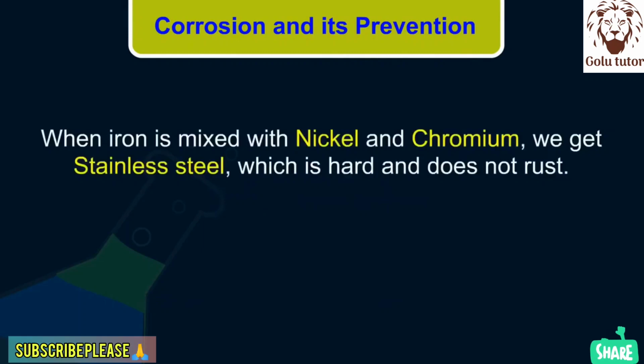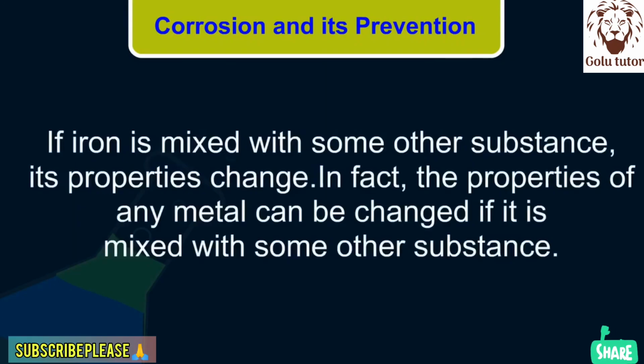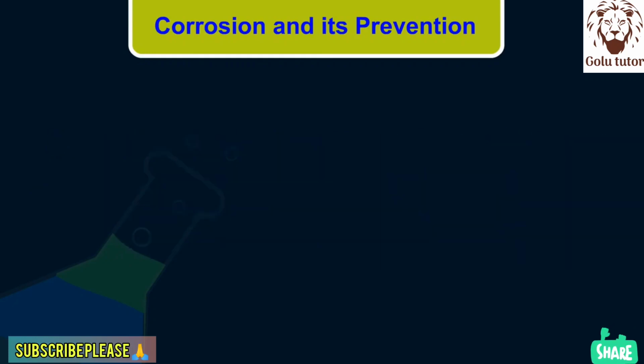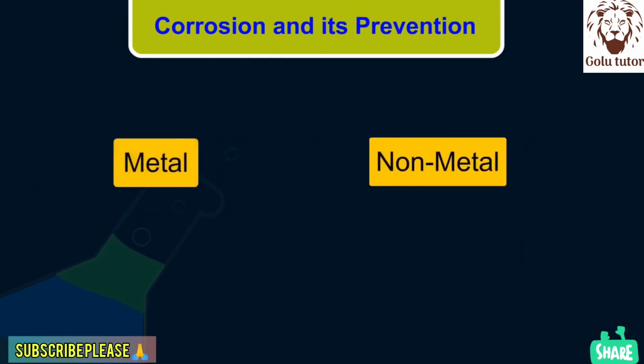When iron is mixed with nickel and chromium, we get stainless steel, which is hard and does not rust. Thus, if iron is mixed with some other substance, its properties change. In fact, the properties of any metal can be changed if it is mixed with some other substance. The substance added may be a metal or a non-metal.